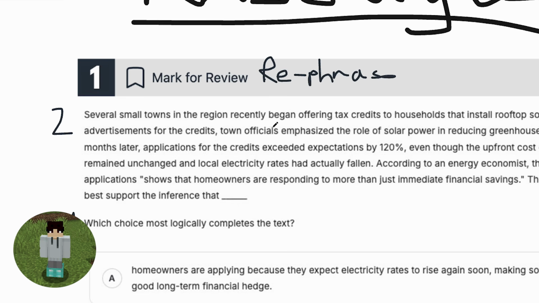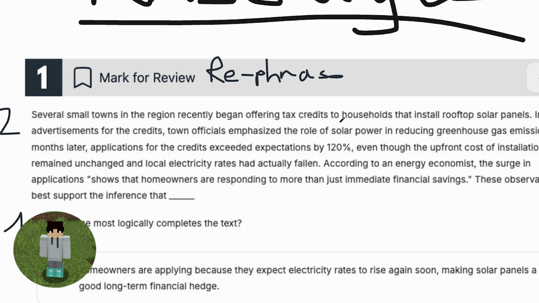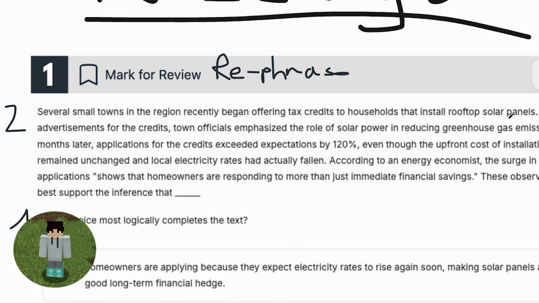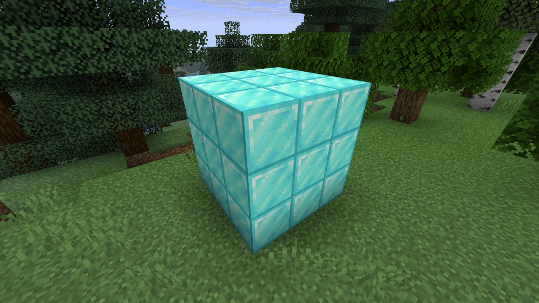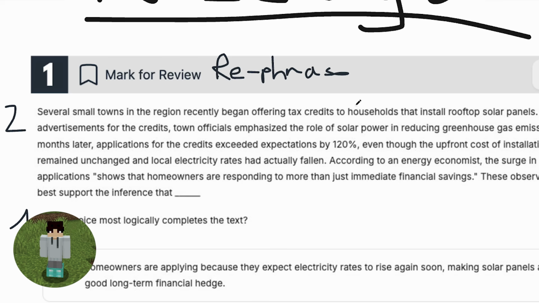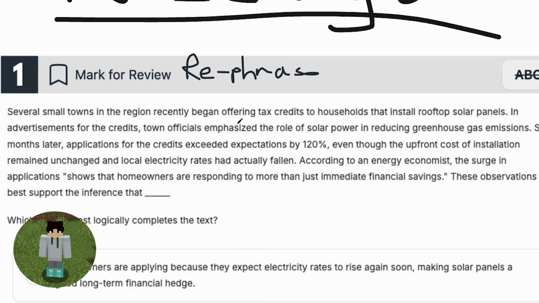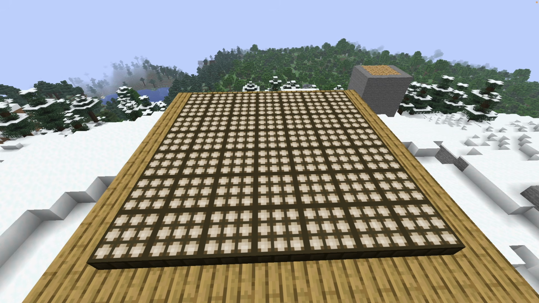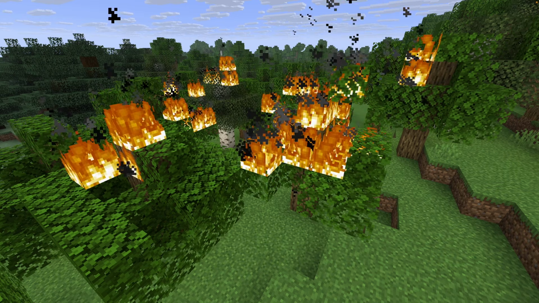Several small towns in the region began recently offering tax credits to households that install rooftop solar panels. So basically it's saying that these towns are giving money to people who install solar panels on their house. In advertisements for the credits, town officials emphasized the role of solar power in reducing GHG emissions. So to get people to actually want to do this, they are telling them how by doing these solar panels, you will reduce the amount of GHG you put into the environment.